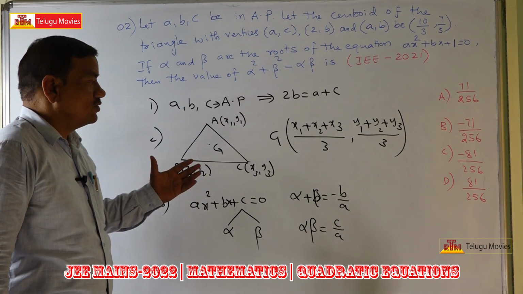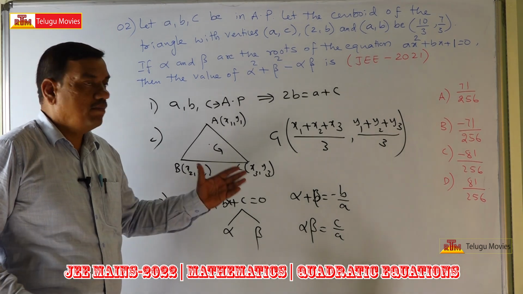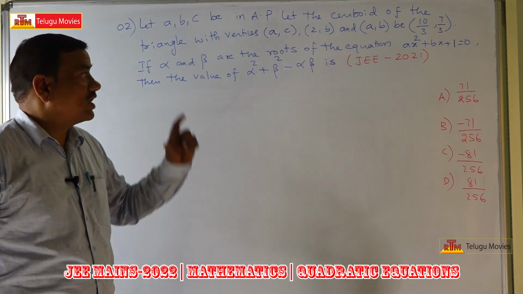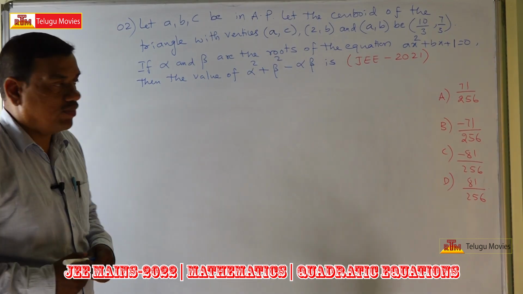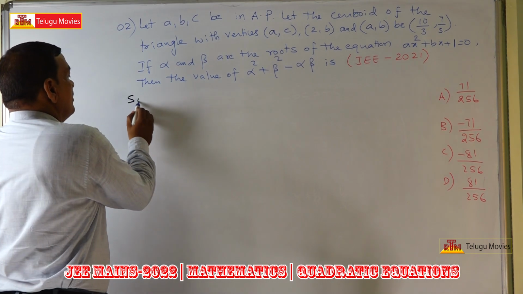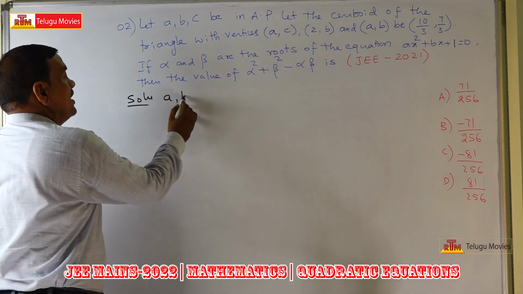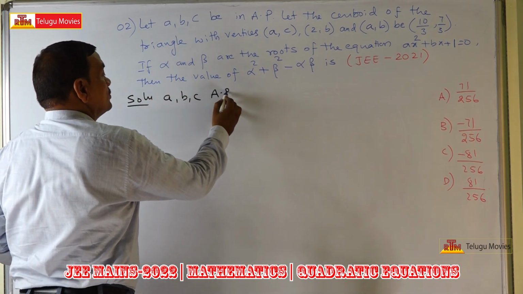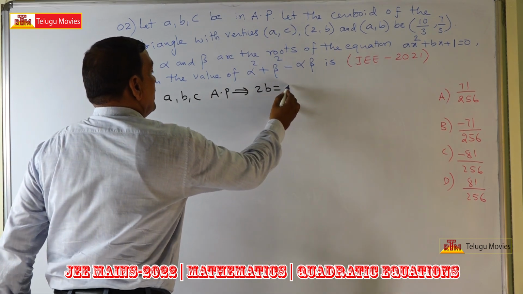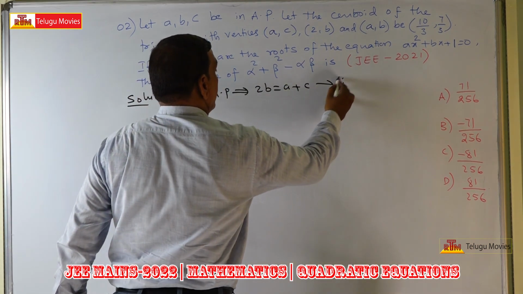Okay now. So, let us move to the solution of the main problem. So, dear students, welcome to the solution of the main problem. See here, it is given A, B, C are in AP. So, this implies 2B is equal to A plus C. Call it as first equation.